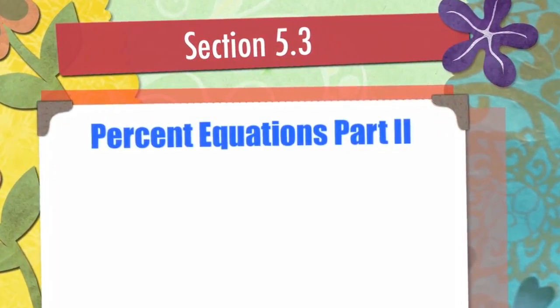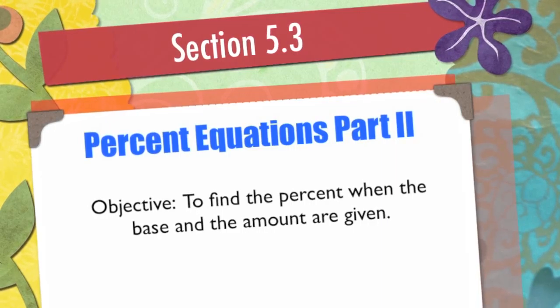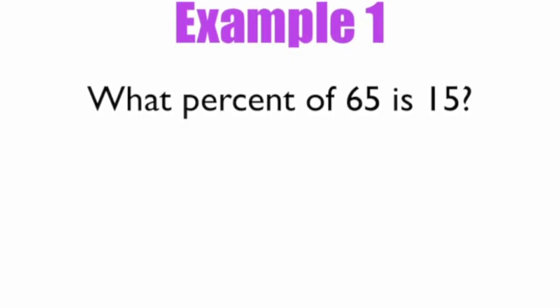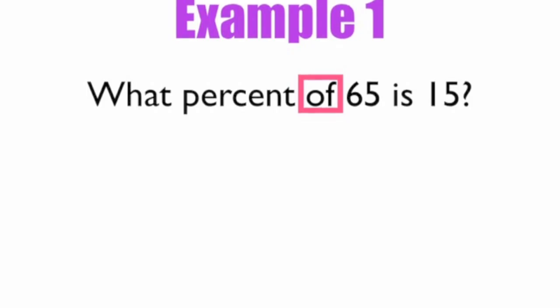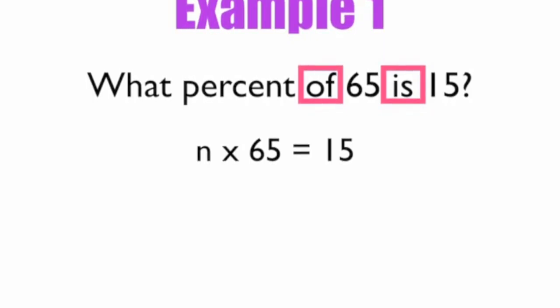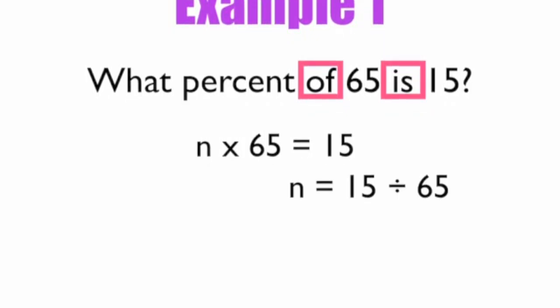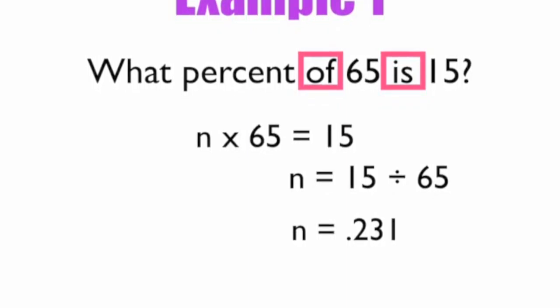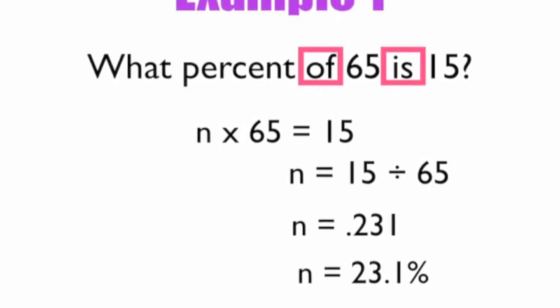Once again, we will be using the basic percent equation. What percent of 65 is 15? Once again, you'll see "of" meaning times and "is" meaning equals. Therefore, you will get the equation n times 65 equals 15. Then you divide each side by 65, and n equals 0.231. Multiply that by 100 to give you 23.1%.